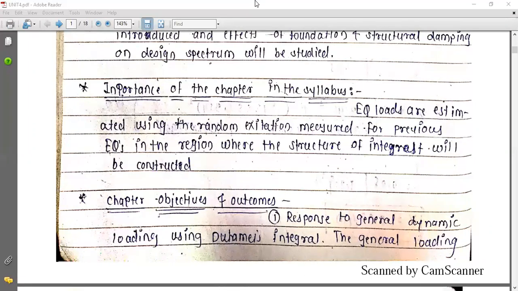In this, write down: response to general dynamic loading, using Duhamel's integral. Full stop.